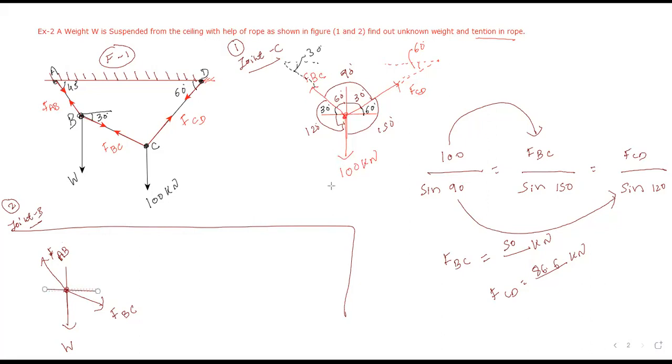From data it is clear that this angle is 30 degree, yes or no? This angle is 45 degree, yes or no? So can I say that this angle is also 45 degree? Z, just to visualize. Yes or no, please confirm. Yes, sir. The whole is 90, so the remaining will also be 45.